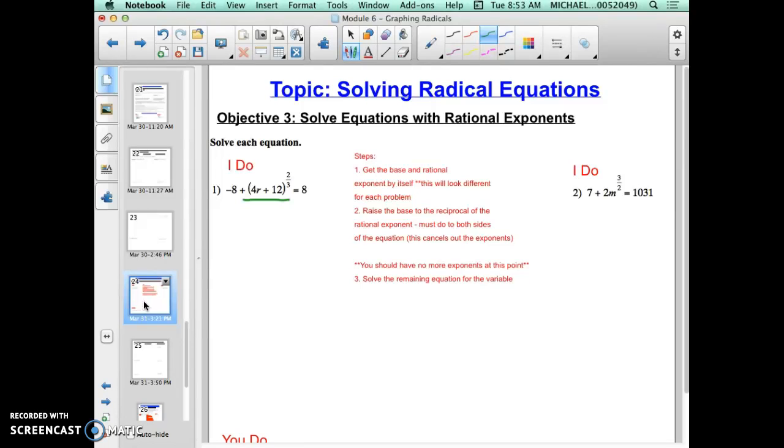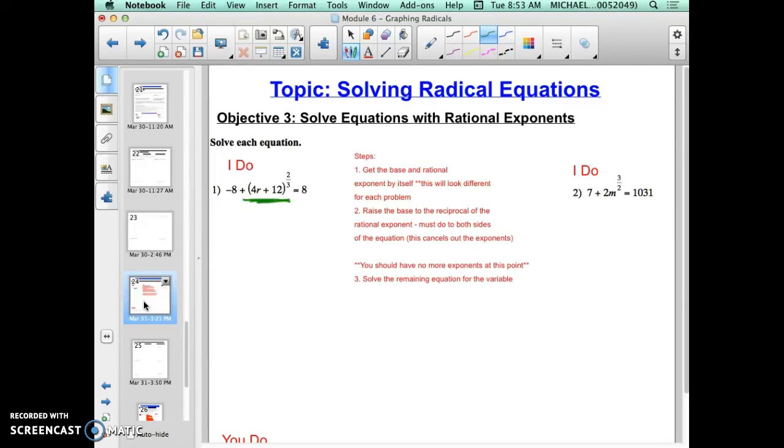So these steps that I wrote in red are very necessary in order to successfully complete this type of problem. The first step, get the base and rational exponent by itself. This will look different for each problem. It just depends on what the problem gives you. The base might be different. In this case, if you notice in number one, the base is a grouping of terms. 4r plus 12 is the entire base. I know that to be true because they're in parentheses, and that whole parentheses is trapped underneath the power. Remember, the base always goes with the power or exponent.